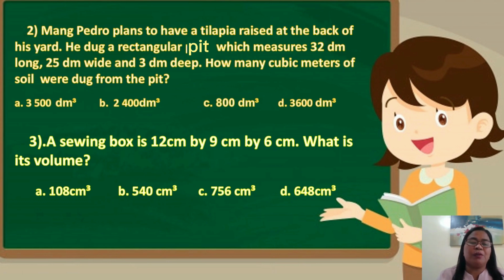Now let's try to check your answer. Number 2. What do you think is the answer? Very good. The answer is letter B. It's 2,400 cubic decimeters. How about for problem number 3? Correct. The answer is letter D. It's 648 cubic centimeters. Let's proceed to the next problem.